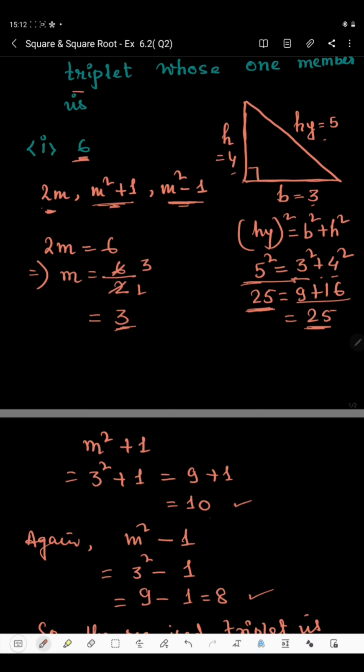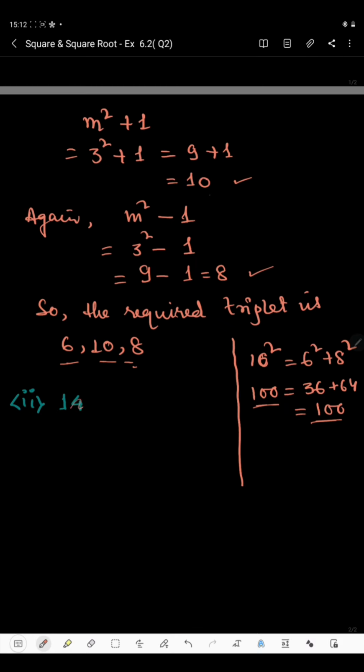Okay, now coming to the next part. Now in the next part we have 14. Again the three members of Pythagorean triplets are 2m, m square minus 1 and m square plus 1. And since these are the members of Pythagorean triplet, and this is one of the members of Pythagorean triplet, so we can make it equal.